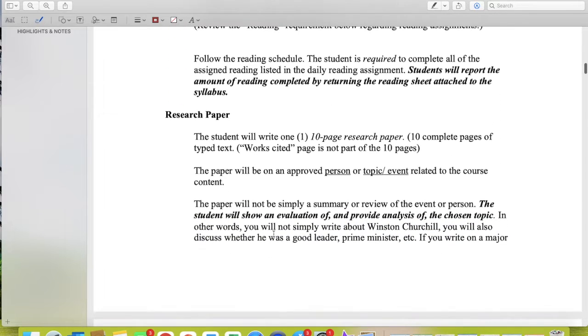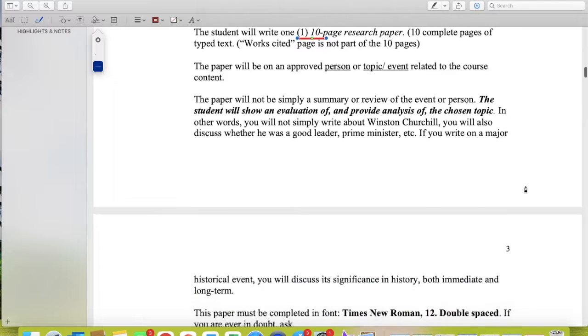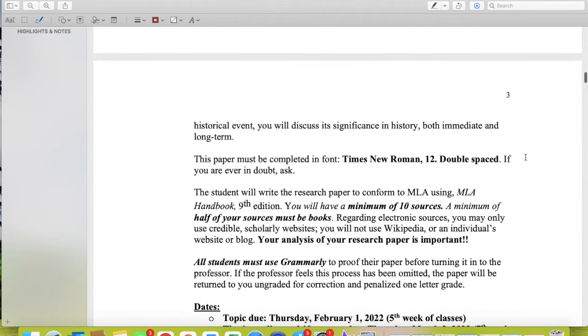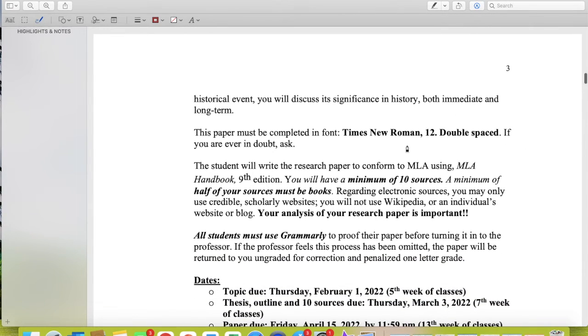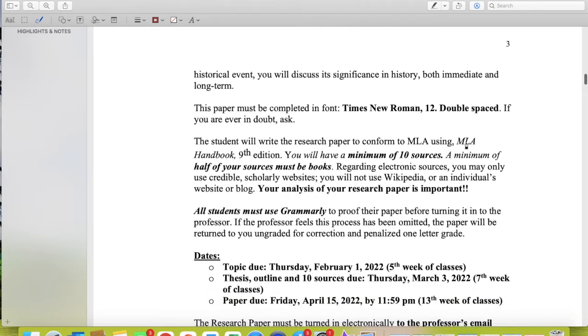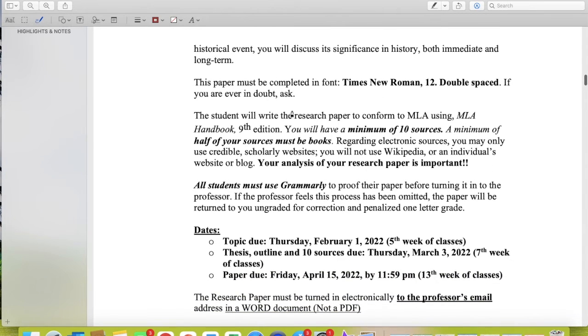Okay, research paper. You're going to write one 10-page research paper. It's 10 complete pages of typed text. The works cited page is not part of the 10 pages. And you will write it on an approved person or topic or event related to the course content. So it has to be within the time period we're talking about for this course. Okay, so you can read all this there on your own, but we'll just continue on. Times New Roman 12, double spaced. Okay, if there's any questions on any of this, please ask.